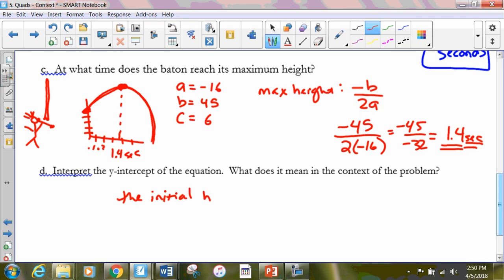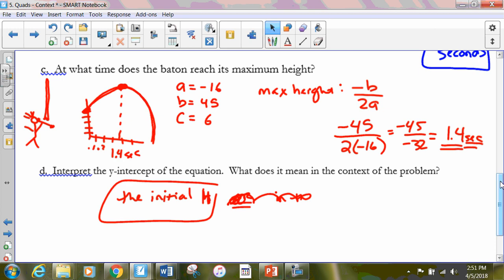If you want to go and say more words, well, we kind of have to. What does it mean in the context of the problem? Okay, the initial height, we could say, or in the beginning. You know what? Initial height's enough. Initial height is good. I'm for brevity right now at the end of the school year.